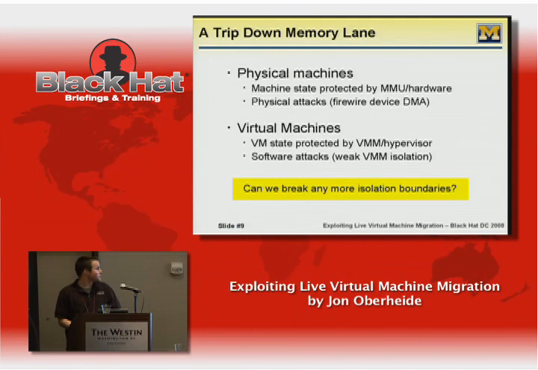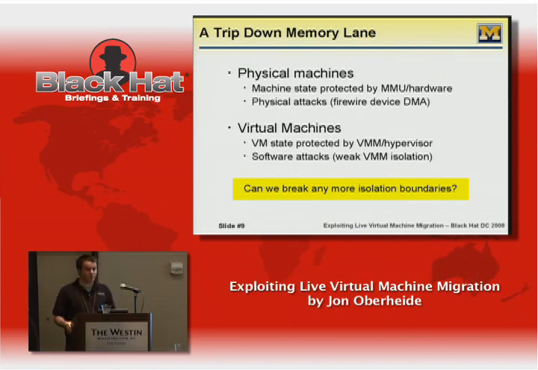So if you take a trip down memory lane and go back to the good old days when we actually ran a single operating system on a single physical machine, I know it's hard to believe that we actually did this at some point. The machine state was protected by hardware mechanisms such as the MMU, so physical memory could not be attacked by an attacker unless he had physical access. We've seen attacks such as plugging in a rogue FireWire device and DMAing directly into physical memory. But in general, this was the most secure model.